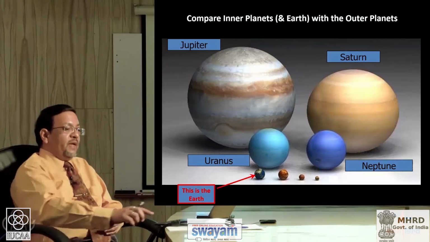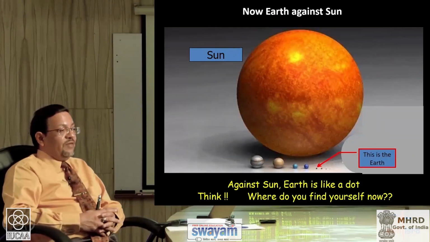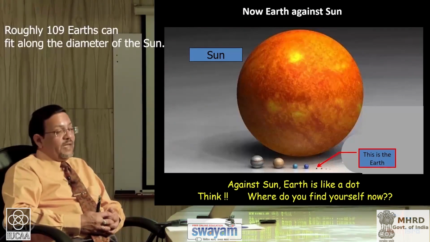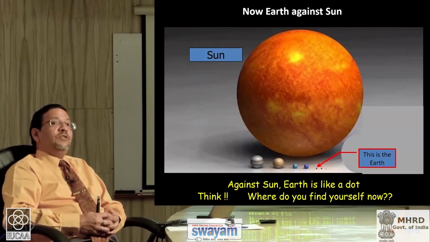If you want to compare this with the sun, this is how it looks like. And now you can see, when we compare Earth with respect to sun, it looks like a dot, and almost like 100 Earths can fit inside the sun itself. And on this, now you compare yourself, where do you stand?